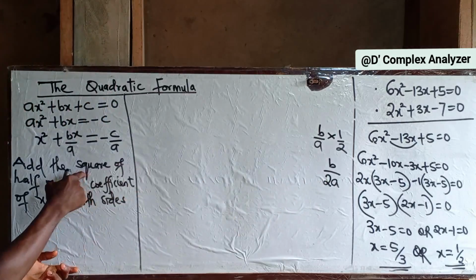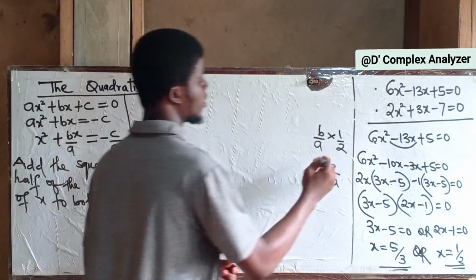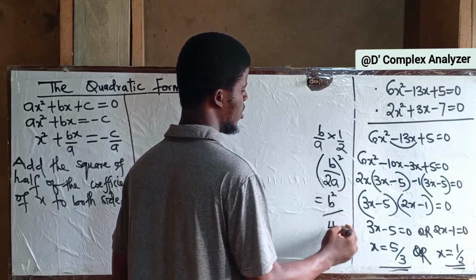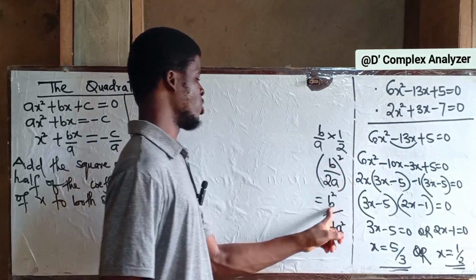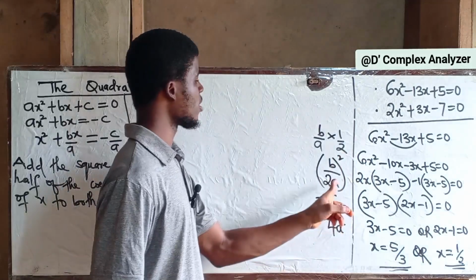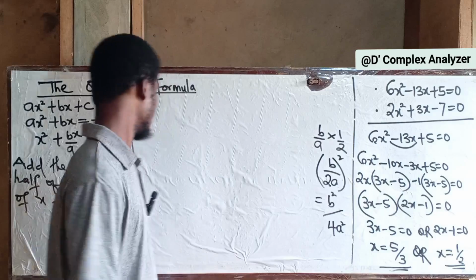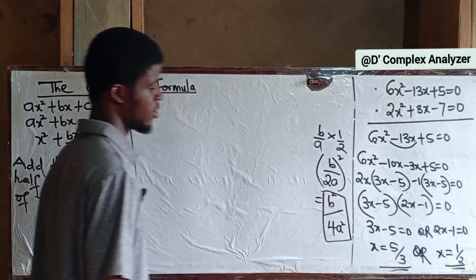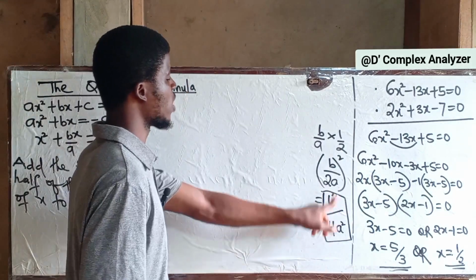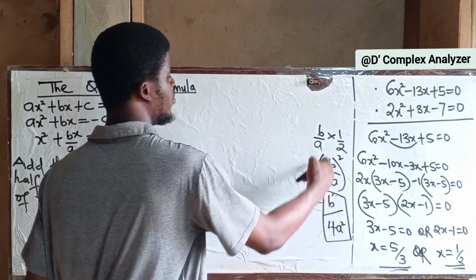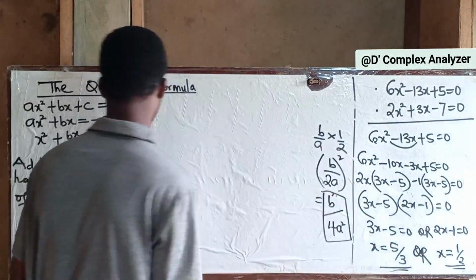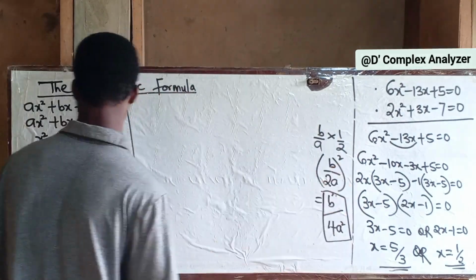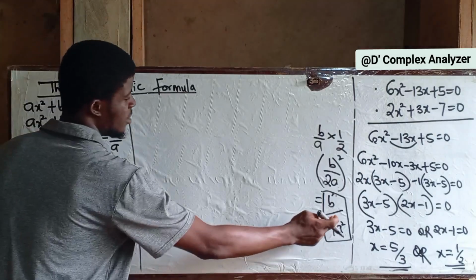Then I will now take the square of this result. Square this. It's going to give me what? b squared divided by 4a squared. b squared is b squared. 2 squared is 4. a squared is a squared. So this is the square of half of the coefficient of x. I can either use b squared over 4a squared or b over 2a all squared. Any one of them, they are the same. Just that this one is the simplified form of this. So I'll be adding this to both sides.